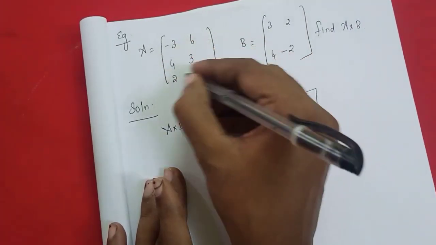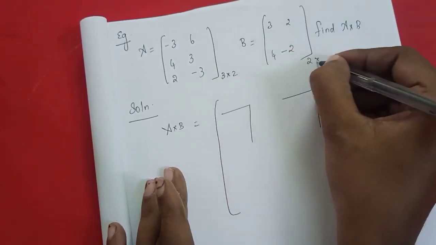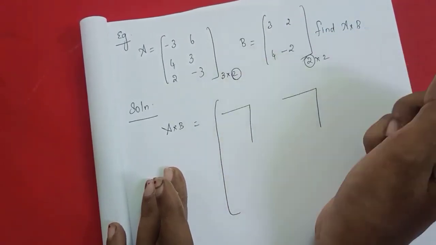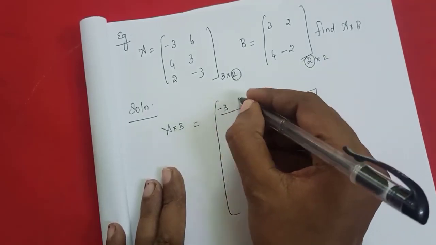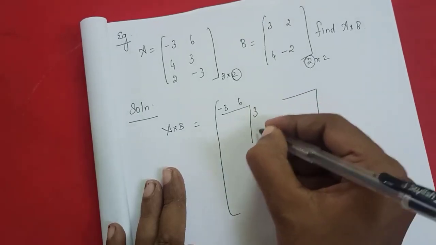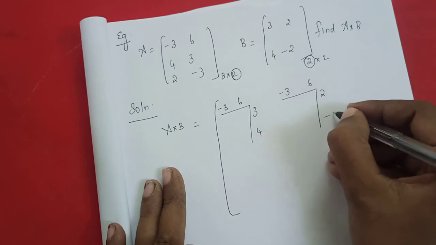First you need to check how many rows and columns there are. Here 3 rows, 2 columns. Here 2 rows, 2 columns. Are these two the same? Yes. So the product can be found. So first row, first element: here 3, 4, then minus 3, 6, 2, minus 2.